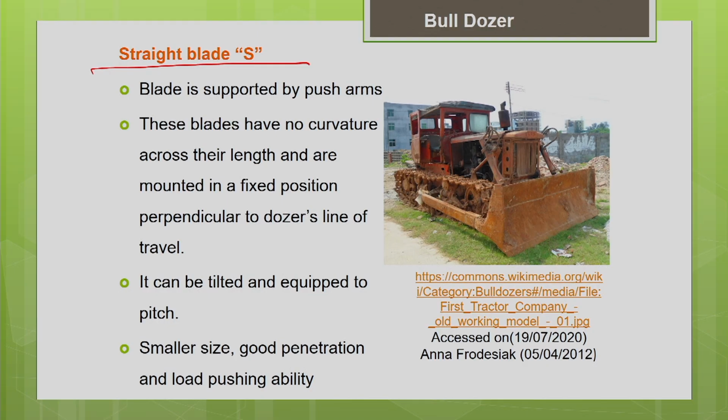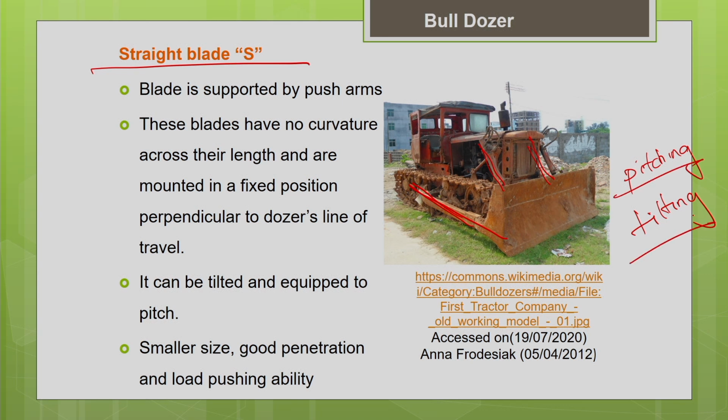You can see the type of connection. These blades are commonly connected to the tractor by this kind of tilt cylinder and pusher arm arrangement. So, what are the possible blade movements with this arrangement? One is pitching, the other is tilting. Only these two movements are possible for this blade. As I mentioned earlier, angling is not possible with the straight blade, as it is fixed perpendicular to the direction of travel.